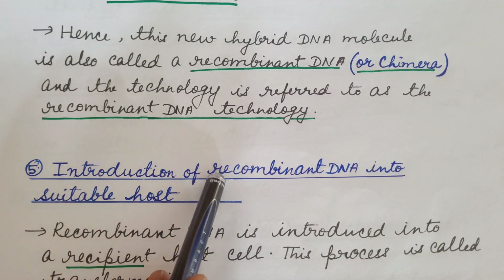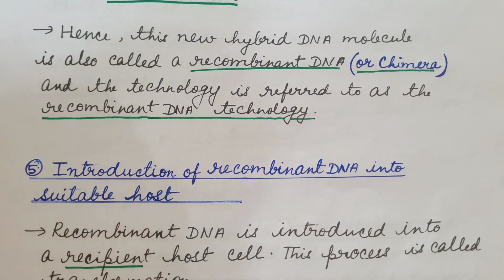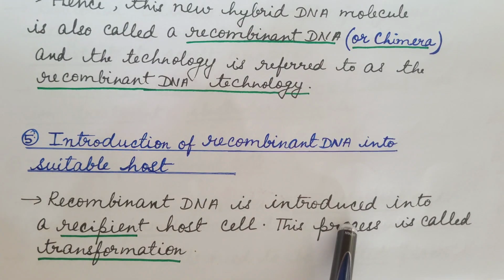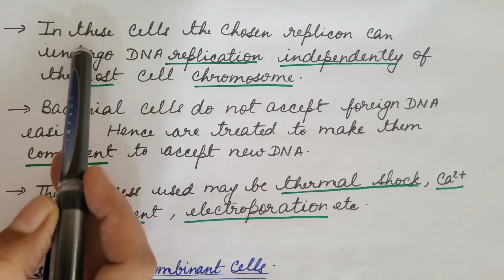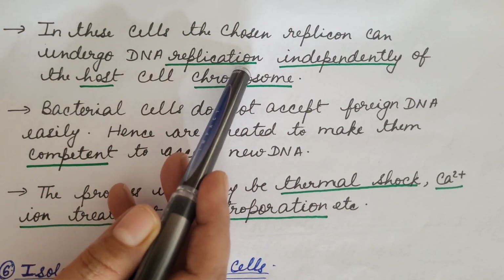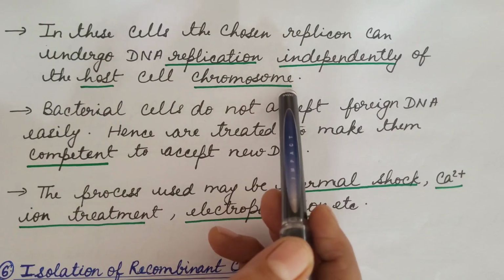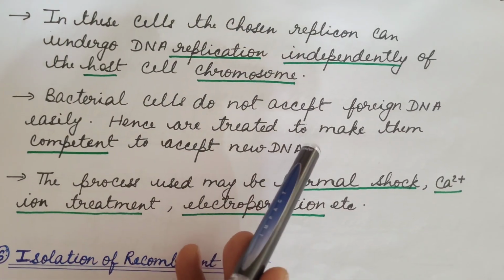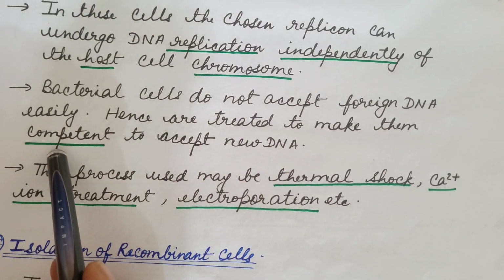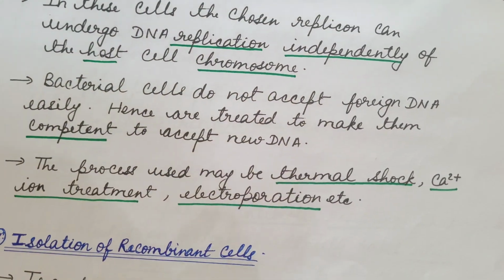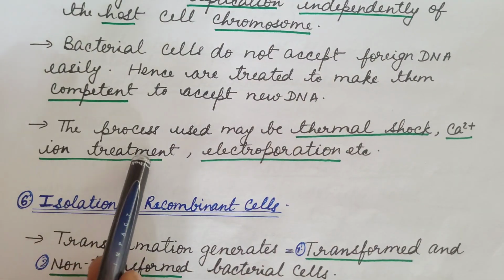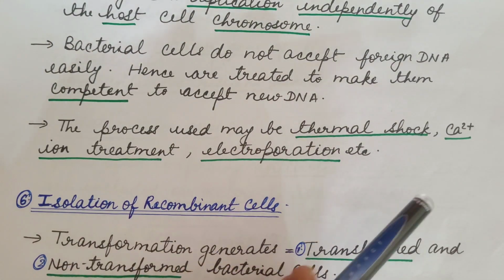Then fifth is introduction of recombinant DNA into a suitable host. Recombinant DNA is introduced into a recipient host cell. This process is called transformation. In these cells, the chosen replicon can undergo DNA replication independently of the host cell chromosome. Bacterial cells do not accept foreign DNA easily, hence are treated to make them competent to accept new DNA. The process used may be thermal shock, Ca2+ ion treatment or electroporation, etc.